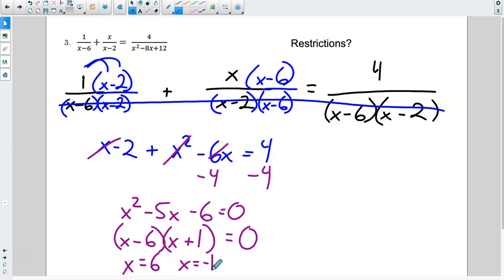And now we go look at our restrictions. What do we get for our restrictions? X cannot be and. So that means we cross that off.